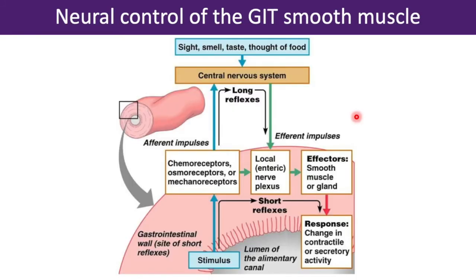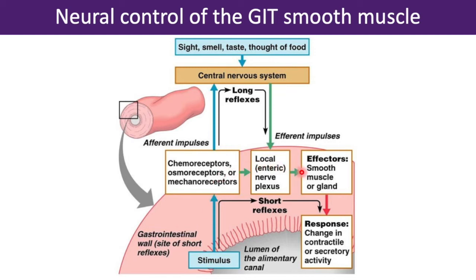So in summary, there are two neural controls of the GIT smooth muscle: extrinsic control, also called long reflexes, and intrinsic control, or short reflexes. So this is the gastrointestinal wall, which is the site of short reflexes. When there is a stimulus, which is a substance in the lumen, it will be detected by either chemoreceptors, osmoreceptors, or mechanoreceptors that are located in the wall of the GIT.